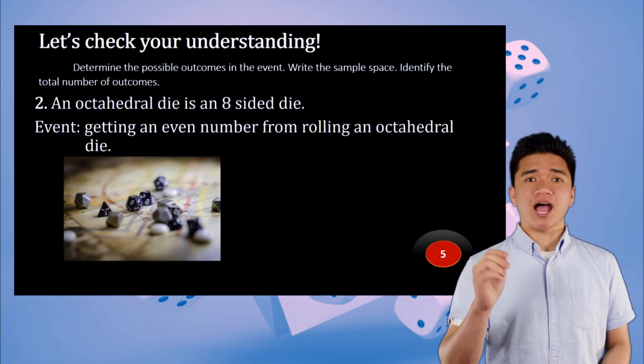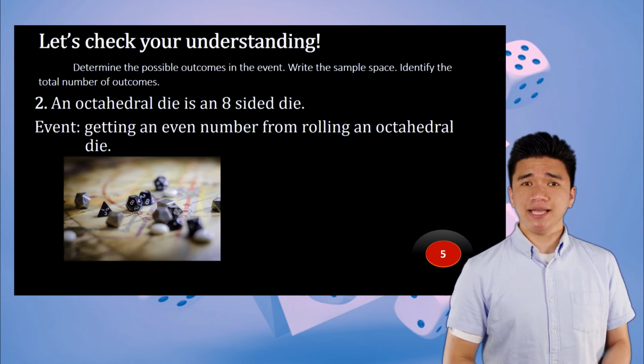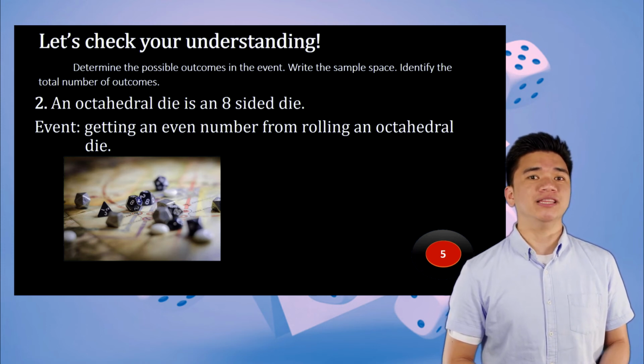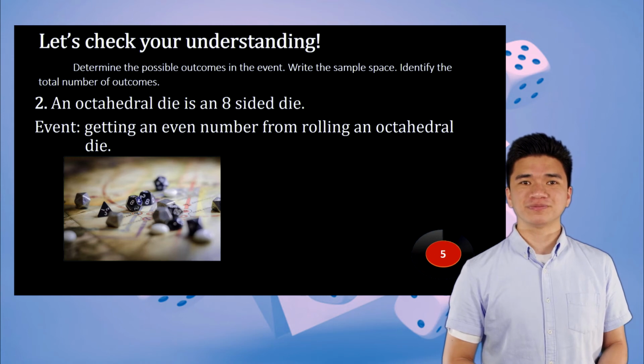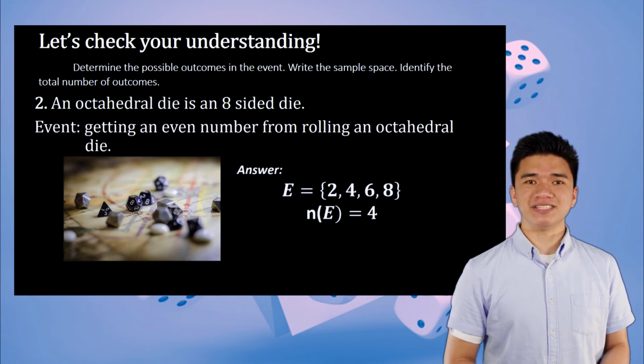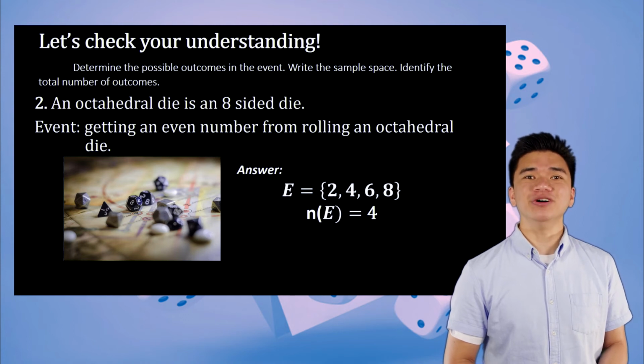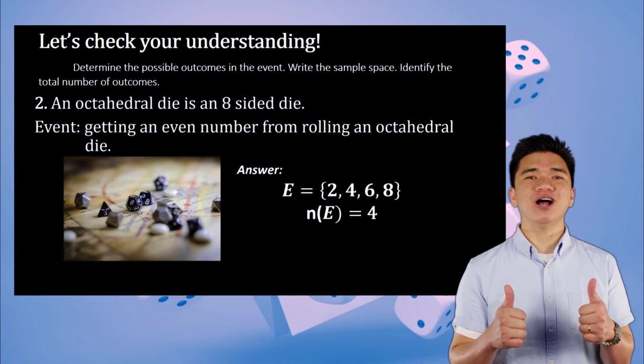Number 2. An octahedral die is an 8-sided die. Determine the possible outcomes in the event of getting an even number from rolling an octahedral die, and then write the sample space and the total number of outcomes. The sample space is E = {2, 4, 6, 8}. The total number of outcomes is n(E) = 4. Good job in keeping up with this problem.